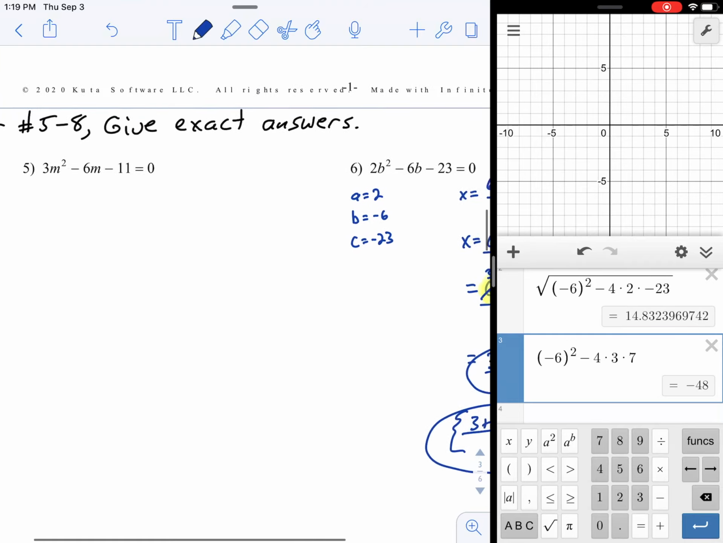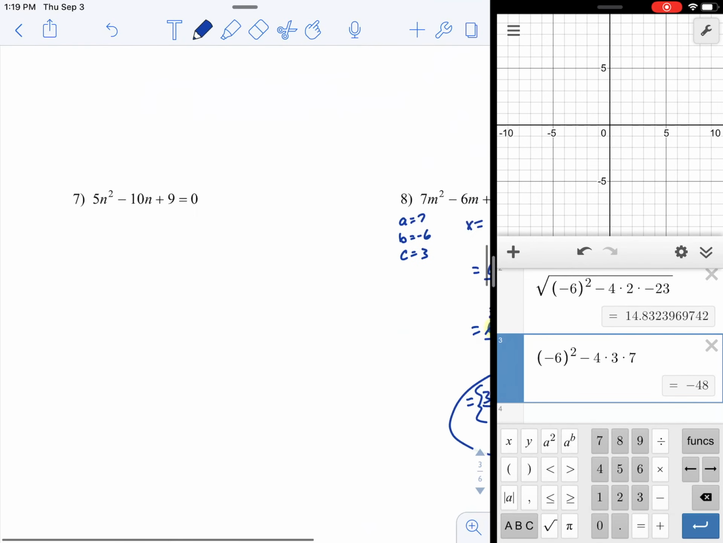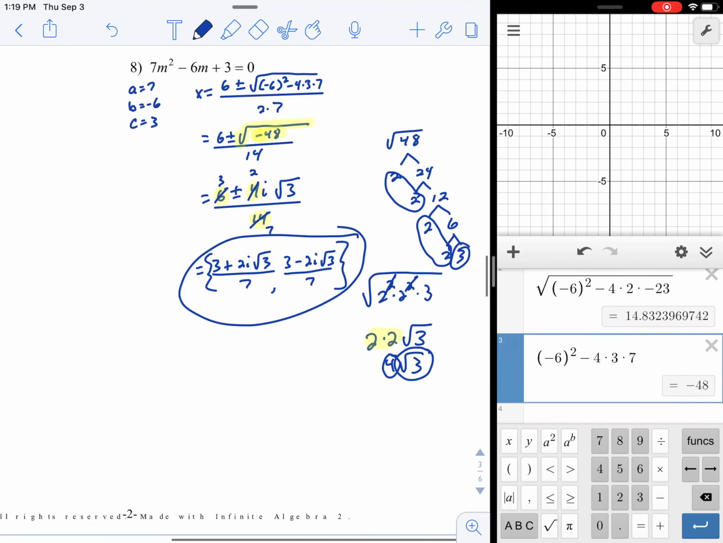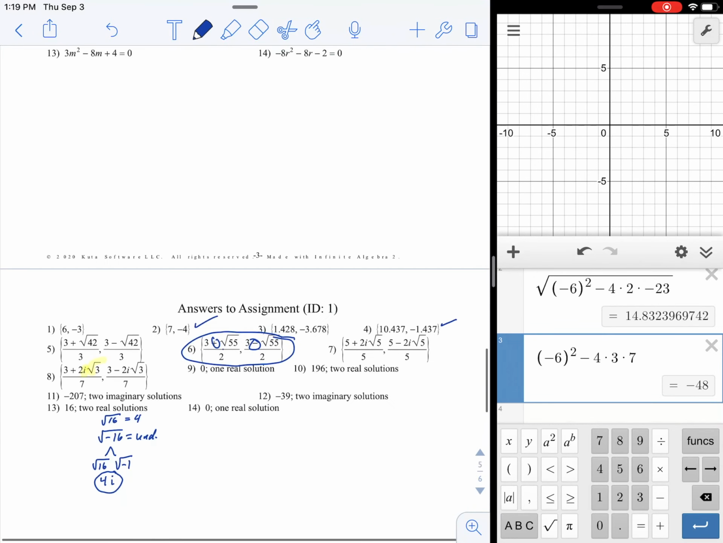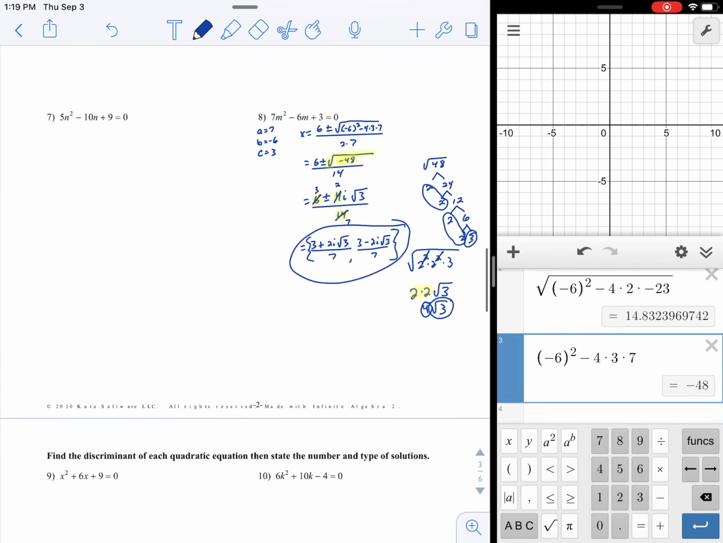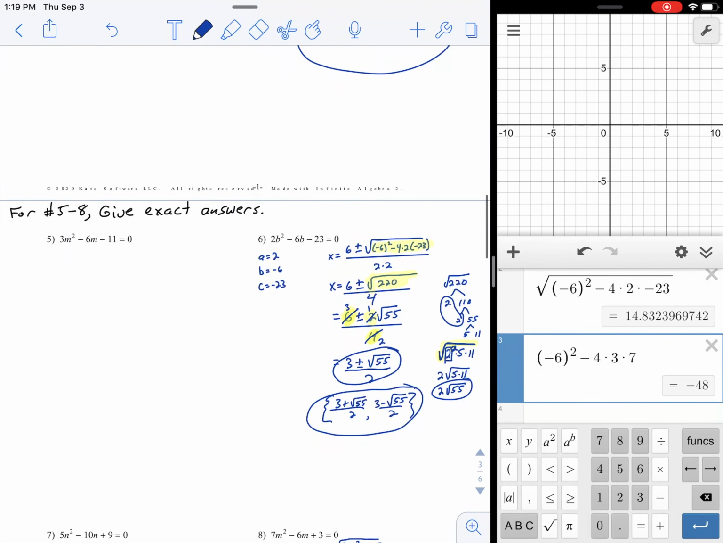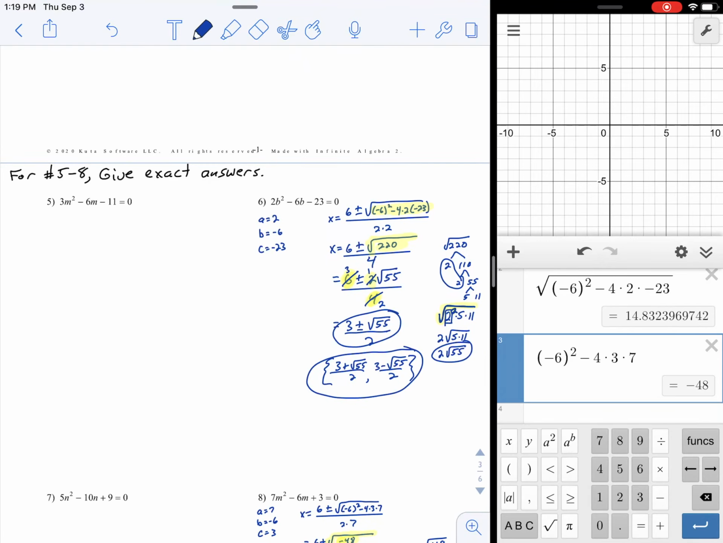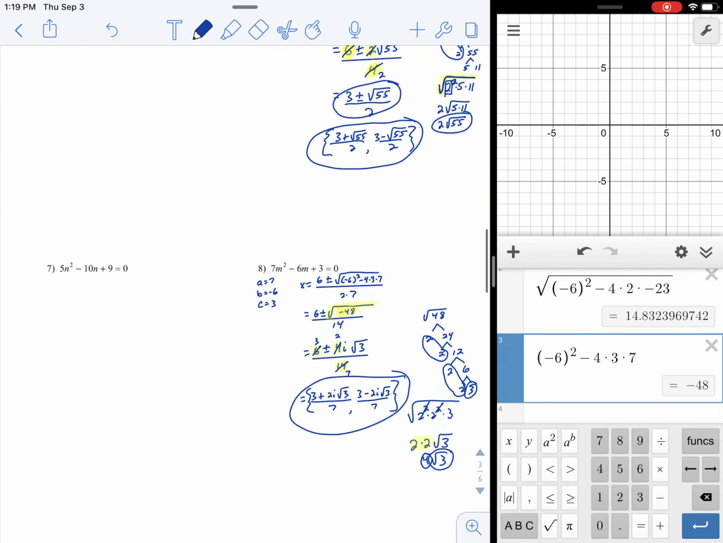Okay, number 3 should work a lot like number 6. Number 7 should work a lot like number 8. I believe I did set them up that way. So yeah, it's not just some random mixture of problems. They're very systematic the way they go. So if you get stuck on number 5, follow the steps on number 6. If you get stuck on number 7, follow the steps on number 8.